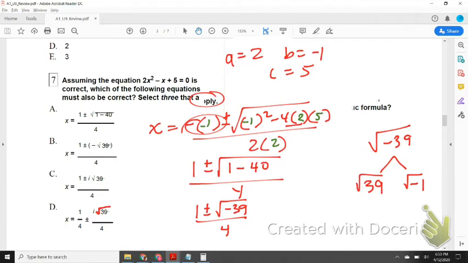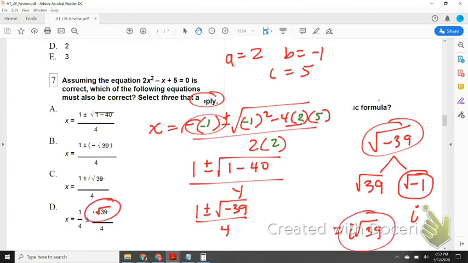So the square root of 39 times the square root of negative 1 gives me the square root of negative 39. Right? But if you recall, the square root of negative 1 is called i. So this simplifies into i radical 39. Okay? And that's what you see right there. So therefore D is your answer, because that 4 goes into the 1 and it goes into the square root of 39 as well, or i square root of 39.